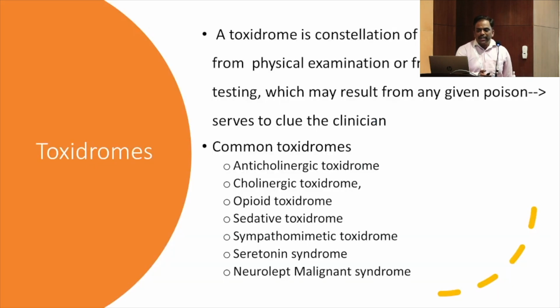Now coming to toxidromes. What are toxidromes basically? A toxidrome is a constellation of findings, which might be obtained through history, physical examination, or some ancillary testing, which may result from a given poisoning. Probably it will give a clue as to what type of poisoning we are thinking about, what group of poisoning, and what supportive care we can give.